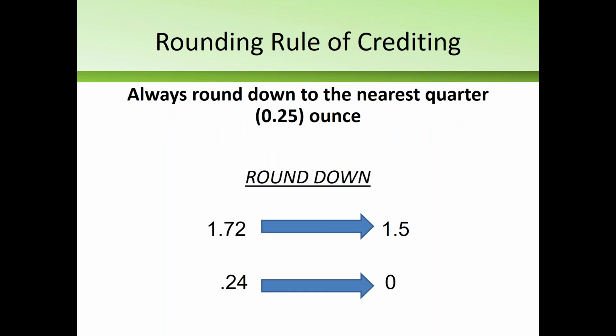So now we're going to discuss the rounding rule of crediting. And this applies to grains and also meat alternates. So you always want to round down to the nearest quarter ounce. So for example, after you do the math, you get 1.72 ounces. You would then round down to 1.5. On the other hand, 0.24 ounces is rounded down to 0, as a quarter ounce is the lowest amount that an item can be credited. So this item could not be counted towards any of the meal components.